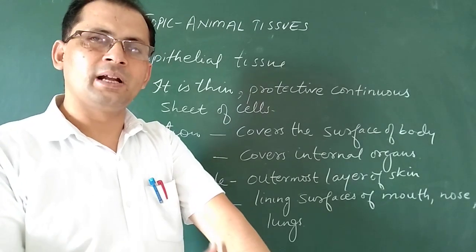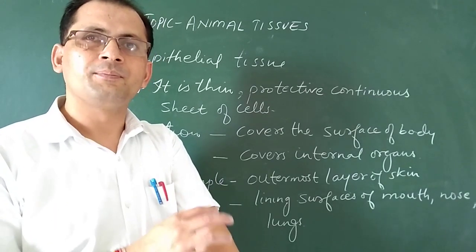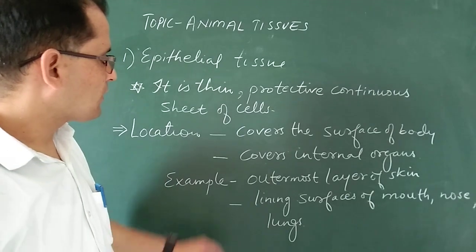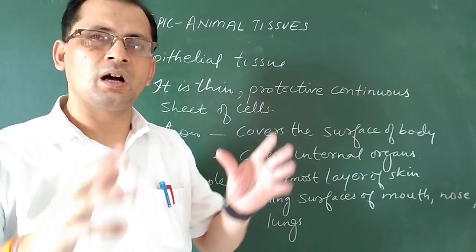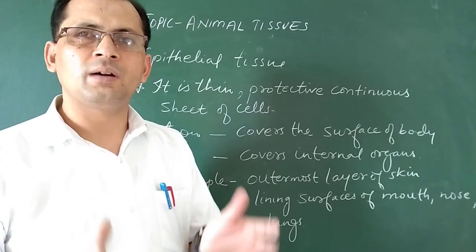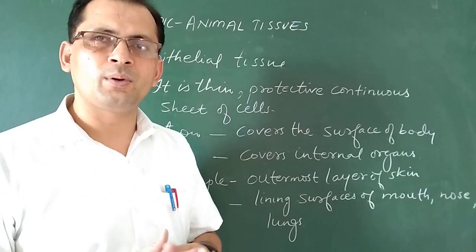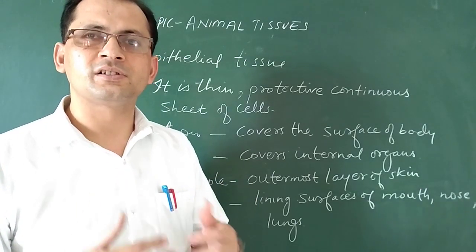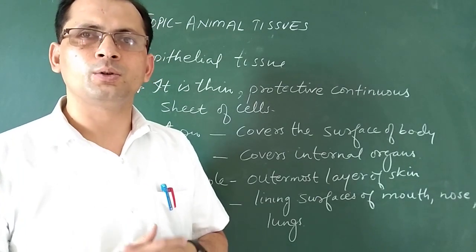Now the skin is the outermost surface and it is covered by the epithelial tissue. It protects our skin from pathogens. Second, it covers internal organs. It forms the outer covering of the various internal organs in the body. For example, the lining of the blood vessels is made up of epithelial tissue. The lining of the mouth, nose, lungs, stomach is made up of epithelial tissue, and its major role is to give protection to these organs.